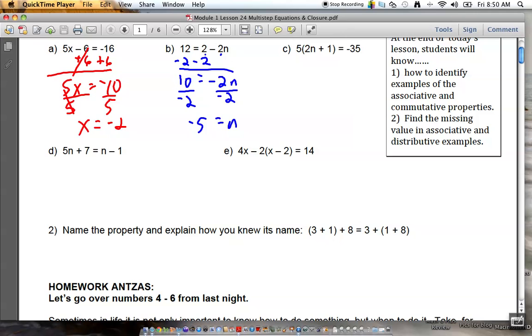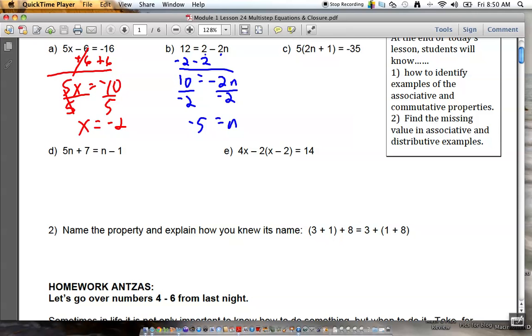Okay? Questions on that? Yes? My sheet says 12 equals positive 4 minus 2. Today's lesson 24? Yeah. I'm looking at 23, that's why. Okay, that explains it. All right.